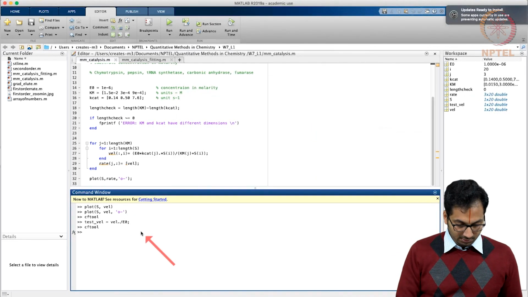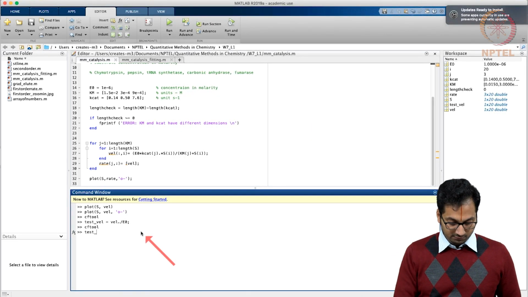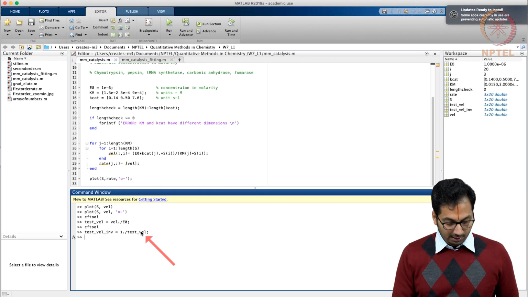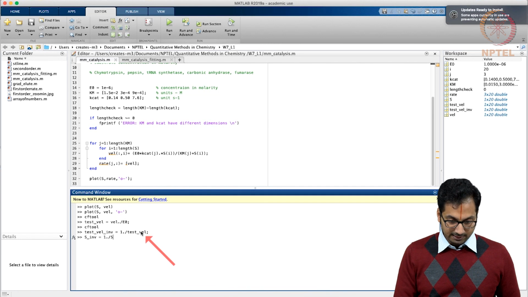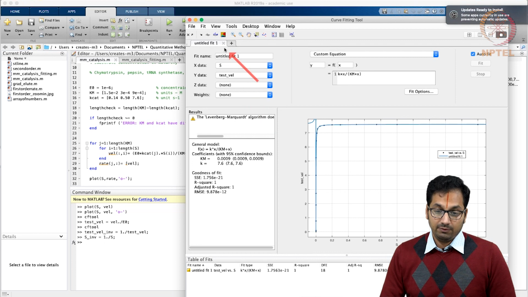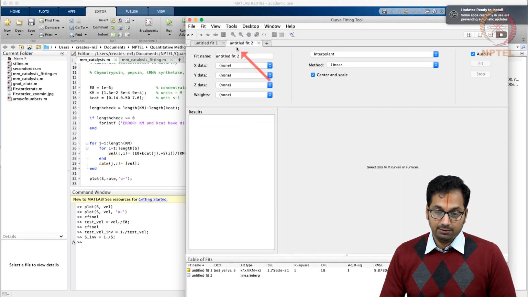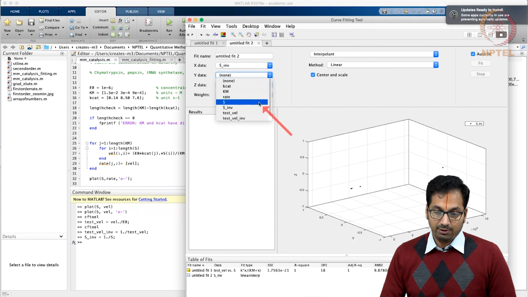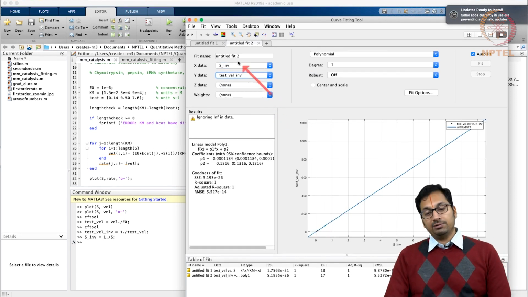So we can say test val inverse is equal to 1 over test val, okay, and then we also need to have S inverse. So we are going to say S inverse is equal to 1 over dot S. Then let's go back to the curve fitting tool, and here we can add another fit which will be S inverse in the x axis. On the y axis you want test_val_inverse.